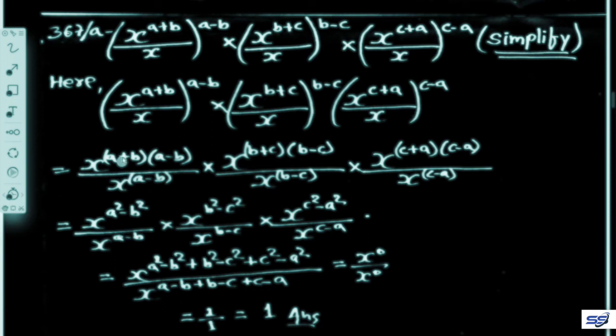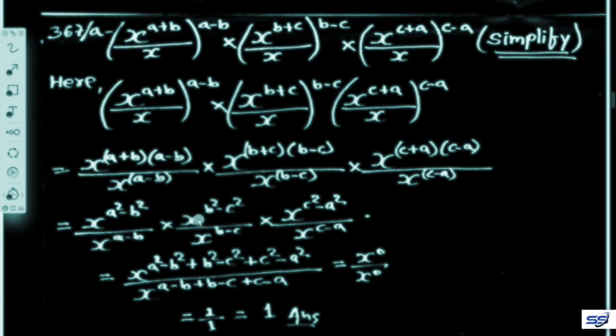Here, now a plus b into a minus b is expanded form of formula, so it shall be written here in short form: x power a square minus b square upon x power a minus b into x power b square minus c square upon x power b minus c into x power c square minus a square upon x power c minus a. Now this is concise form of this. This we can also get as result on multiplication, and we can also change simply as per formula. Comes as a square minus b square, here b square minus c square, here c square minus a square.